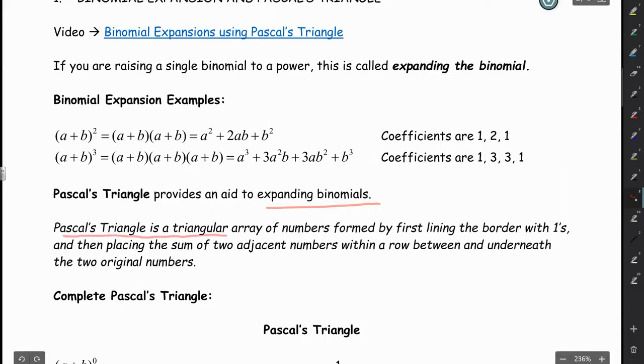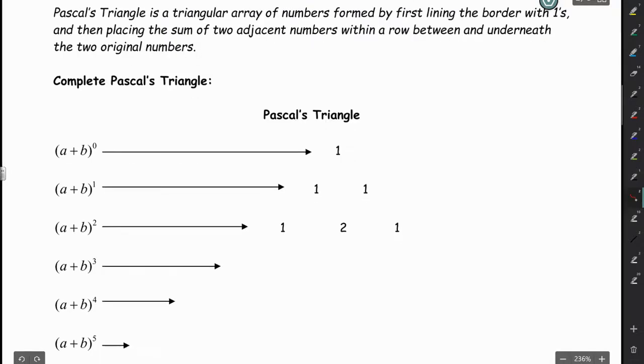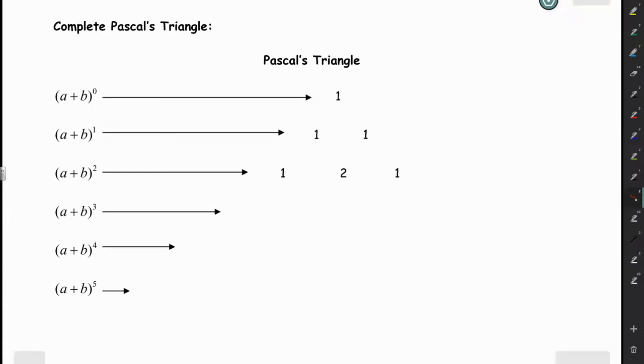Pascal's triangle is a triangular array of numbers formed by first lining the borders with ones, as we examined, and then placing the sum of the two adjacent numbers within a row between and underneath the two original numbers. All right, so we started that on the page before. We don't even really need to expand a plus b cubed now to understand that there's going to be ones on the ends. And then we know that we're going to add these two numbers to get to the next row. There's ones on the ends. And we're going to add these numbers to get to the next row.